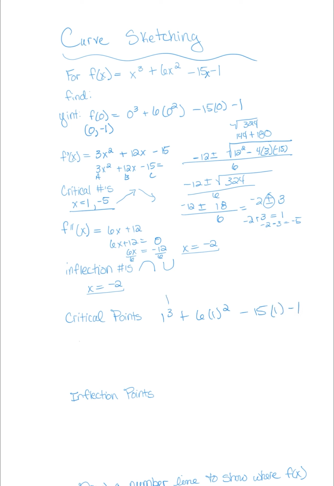So we're just adding them together. We have 1 plus 6 minus 15 minus 1. So this is minus 16, and this is a plus 7. So we have a negative 11 for our 1. So we have a point at 1, negative 11. And then for negative 5, we're going to do synthetic division to find our y.